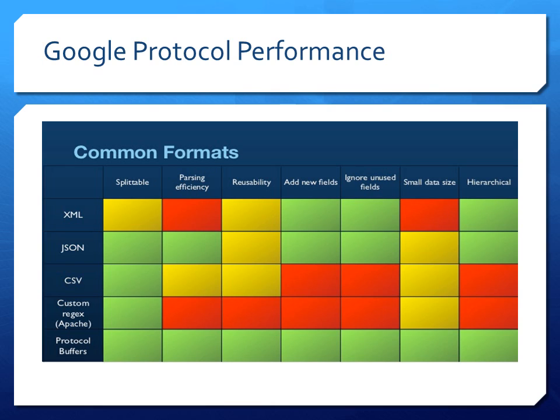And some other stuff to show you here, just comparing to common formats and the advantages you get when using a Google protocol buffer. They are always splittable. You can split them up. They're very efficient when you're parsing. You can reuse protocol buffers over and over again. You can add new fields to them. You can ignore the unused ones. They're small in data size, and they definitely have a hierarchy, which, when compared to any of those other formats, none of them hit all the same marks.